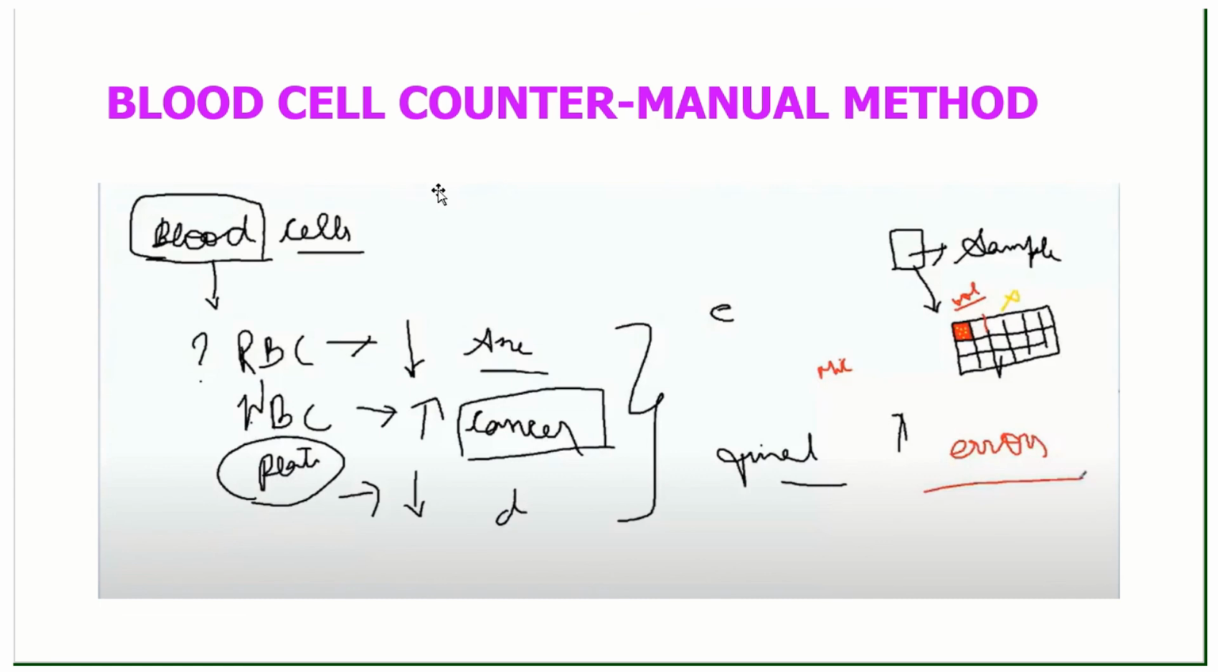Here there is a disadvantage because it's a manual method. There may be an error, but this method is advantageous in order to count the blood cells differentially.